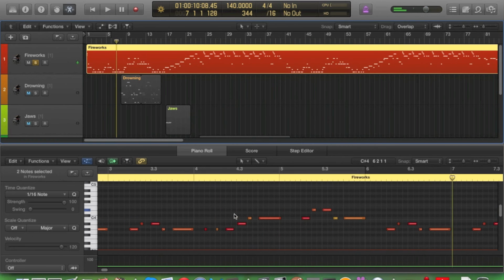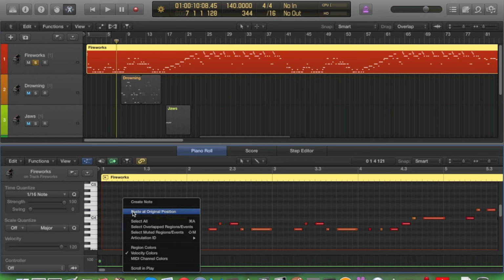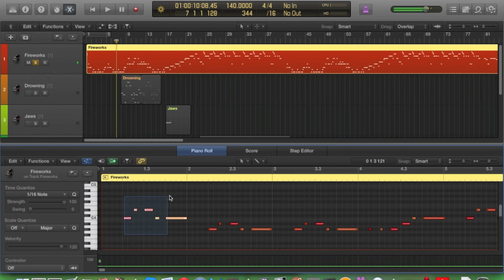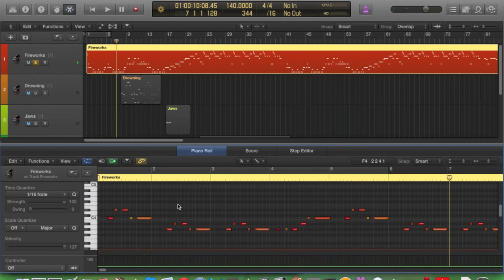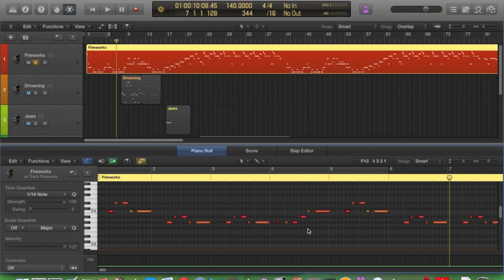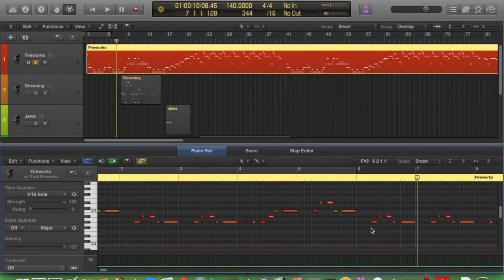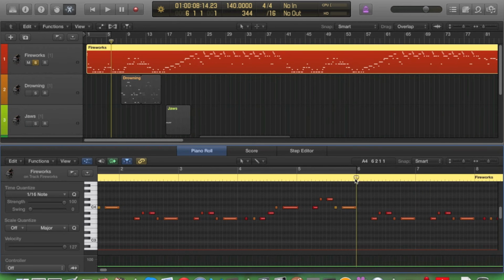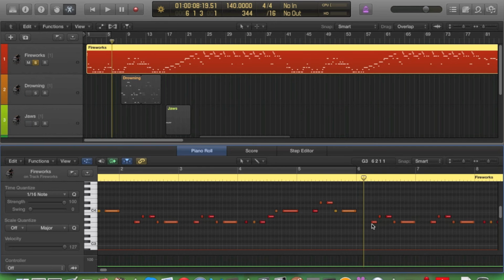Alright, so that's that little thing, it's not even a bar long, that's the motif, and that is what's providing this melody an attractive sound, because it's familiar. The fact that it's familiar is what makes it attractive. It's not just a bunch of notes scattered everywhere.